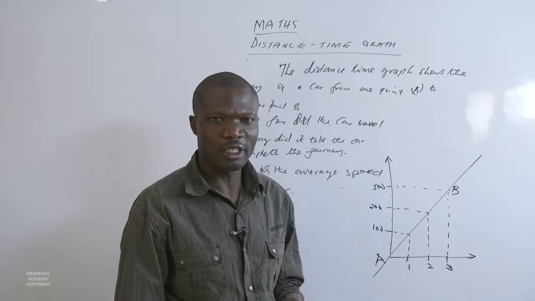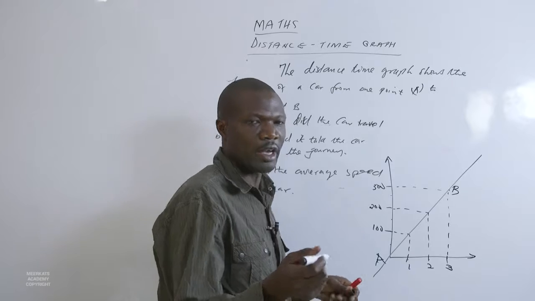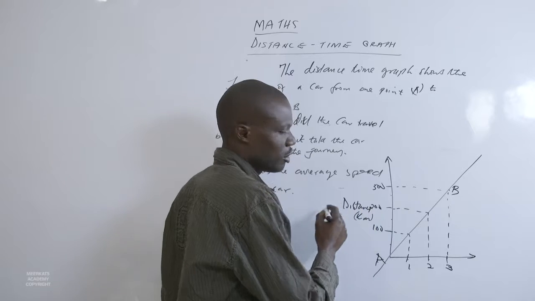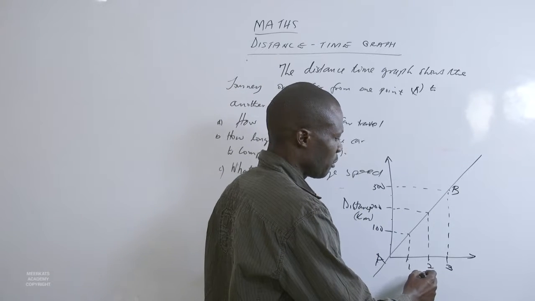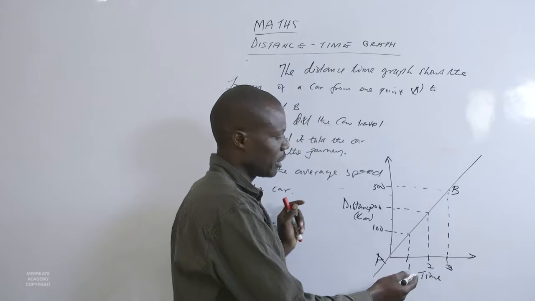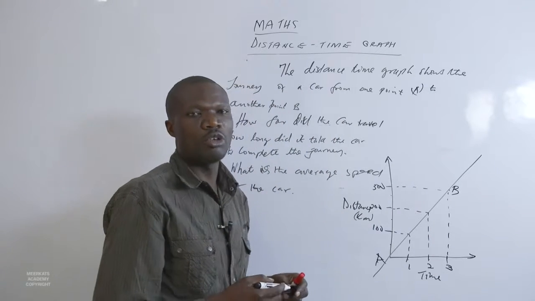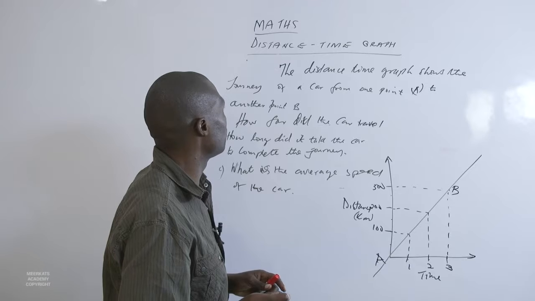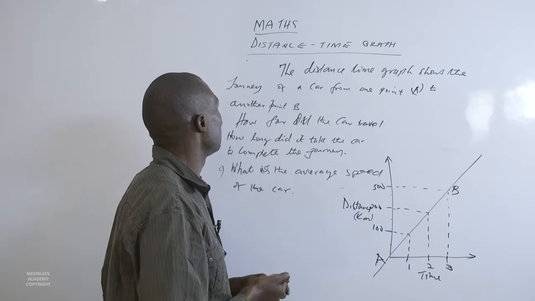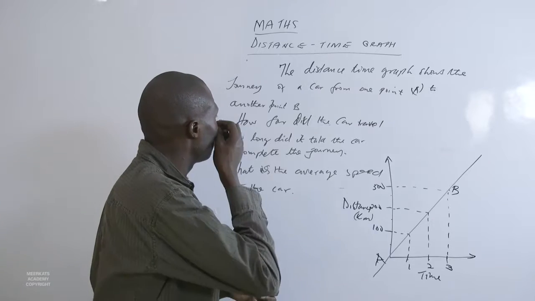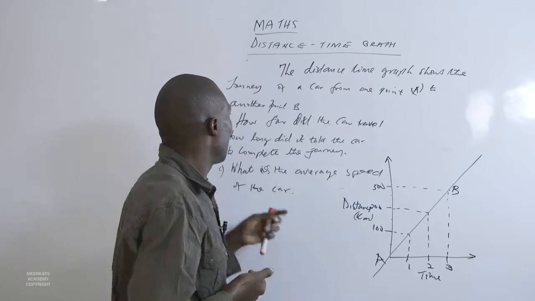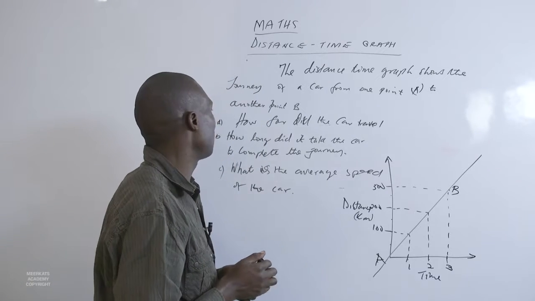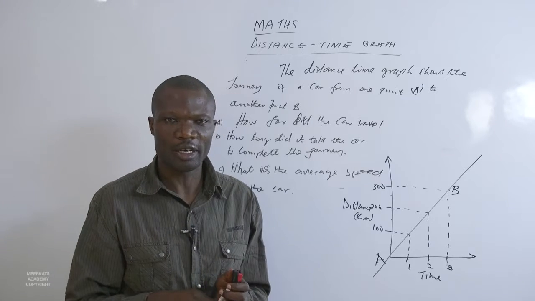This graph is a distance time graph. On the y-axis, we have distance, and this distance is in kilometers. On the x-axis here, we have time in hours, that is first hour, second hour, and third hour. Using this graph, we have been asked to answer the questions that follow. The distance time graph of the journey has been shown below from point A to point B. The first question is, how far did the car travel?